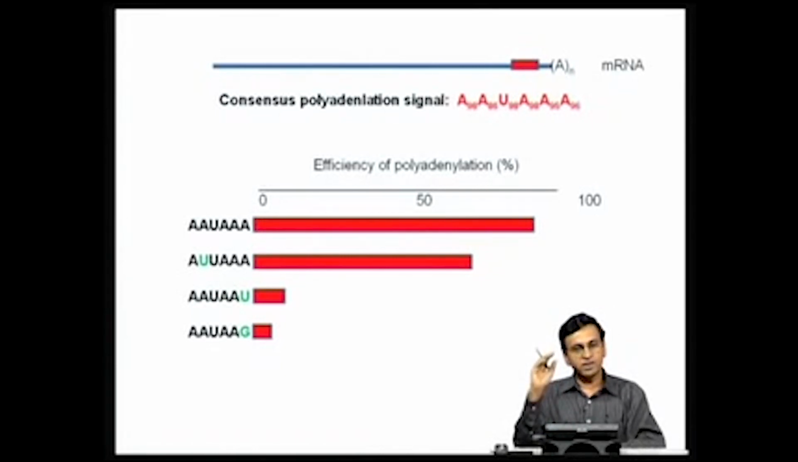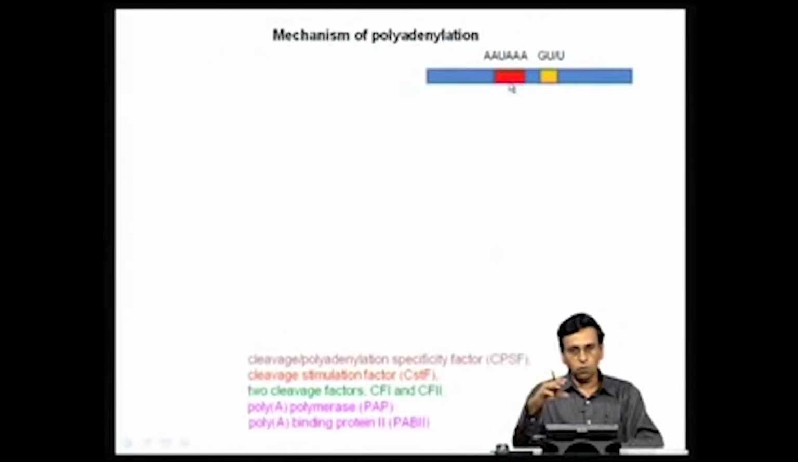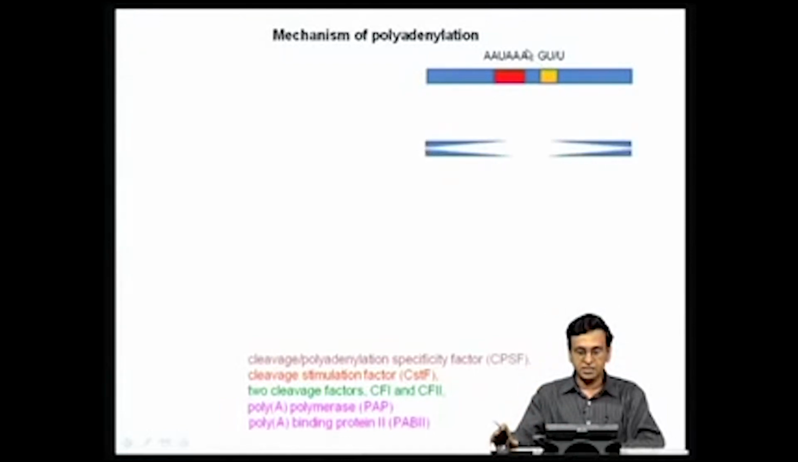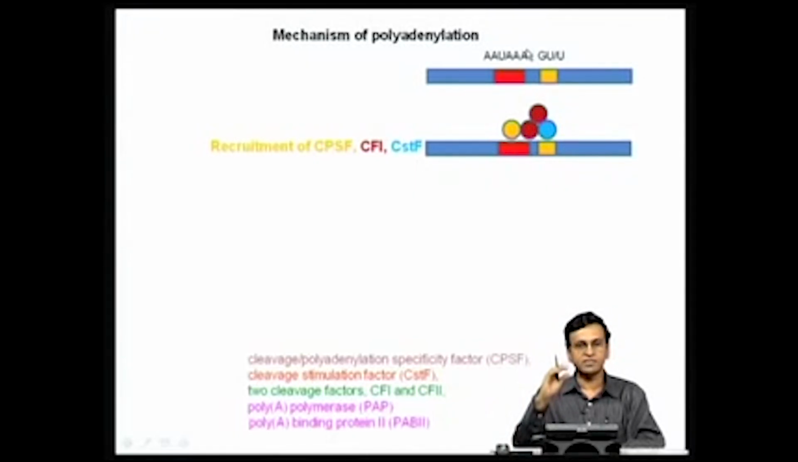So, remember, a signal called AAU-AAA, which we call the polyadenylation signal, is highly conserved in the majority of eukaryotic messenger RNAs, and this signal is very essential for efficient polyadenylation of eukaryotic messenger RNAs. Now, let us briefly discuss the mechanism by which polyadenylation takes place. Like I told you, the cis-acting elements involved in polyadenylation are this signal called the AAU-AAA sequence and also an adjacent sequence called the GU/U region, and these are the cis-acting sequences which are recognized by specific trans-acting factors.